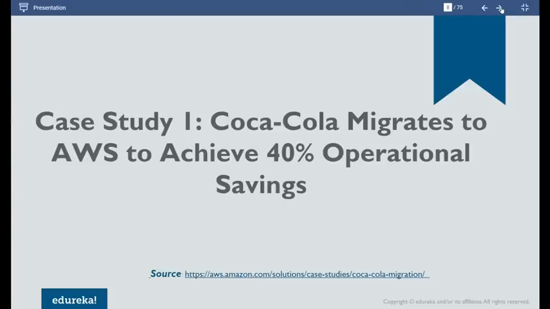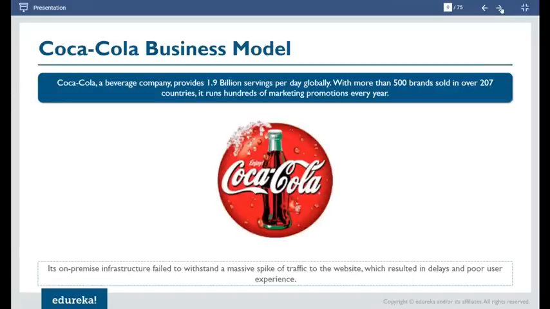Case study one is about Coca-Cola migrating to AWS to achieve around 40% of operational savings. Now we all know Coca-Cola is a beverage company which provides around 1.9 billion servings per day globally, which serves more than 500 brands sold in over 207 countries. It runs hundreds of marketing promotions every year. Its on-premise infrastructure failed to withstand a massive spike of traffic to the website, which resulted in delay and poor user experience.